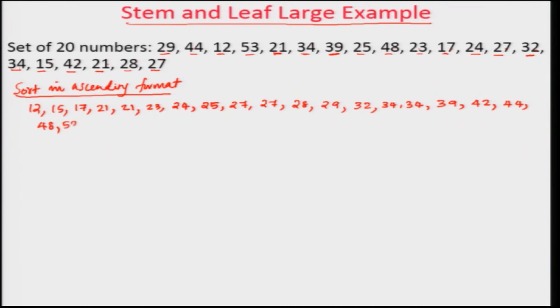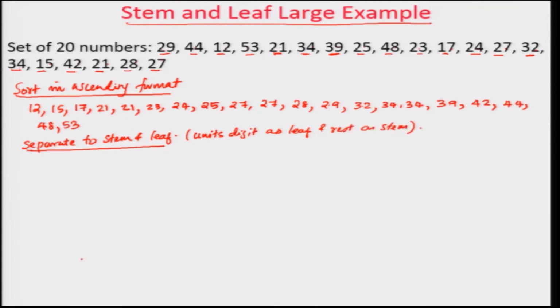Okay. So, we have sorted every number, the 20 numbers are sorted in ascending order, 1, 2, 3, up to 20. Okay. So, we have all the 20 with us. Now separate to stem and leaf. So, we take the last digit, the units digit, as leaf and the rest as stem.